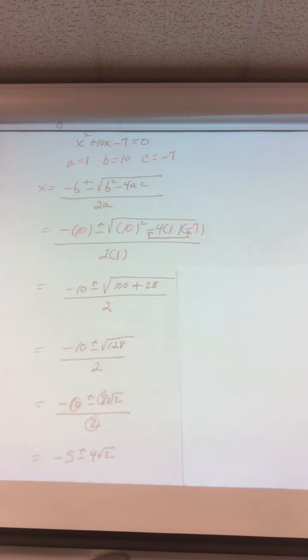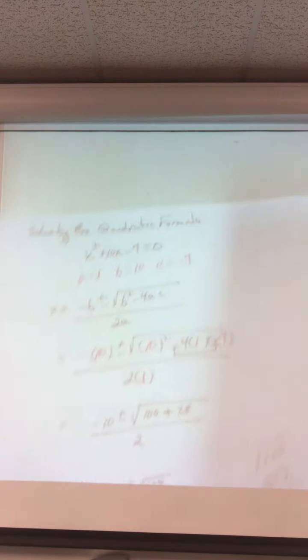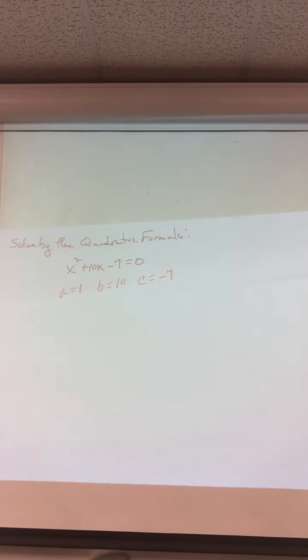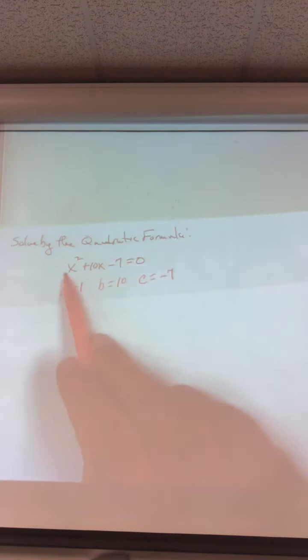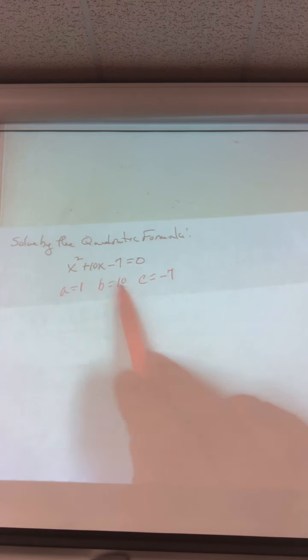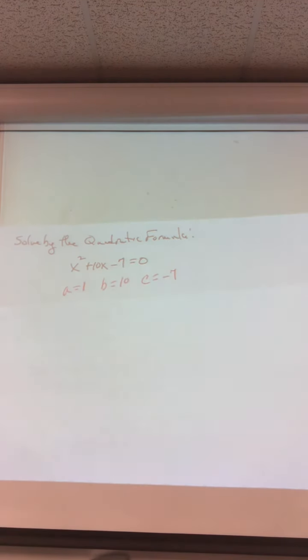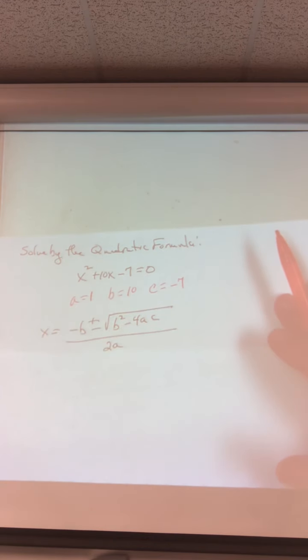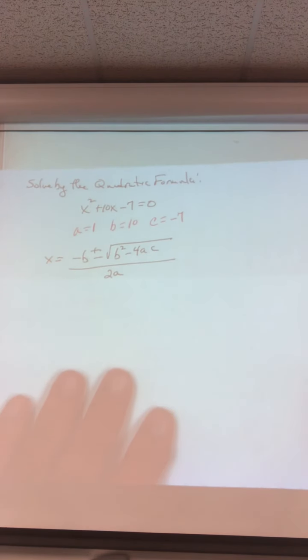Okay, now let me quickly go through this one with you. So first, is the problem in standard form? Yes, it is. Next, get A, B, and C. A is whatever's in front of x squared, which is understood 1. B is whatever's in front of x, which is 10. C, which is the constant on the end, is -7. As I suggested, I'm going to write the formula down first.